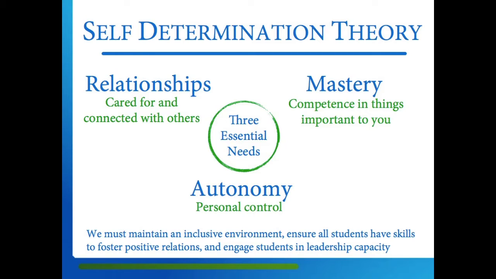In accord with the self-determination theory, there are three essential needs of all human beings. We have a need for relationships, being cared for and connected with others. We have a need for mastery, a desire to gain competence in things that are important to us. And we also have the need for autonomy, the feeling that we have personal control.